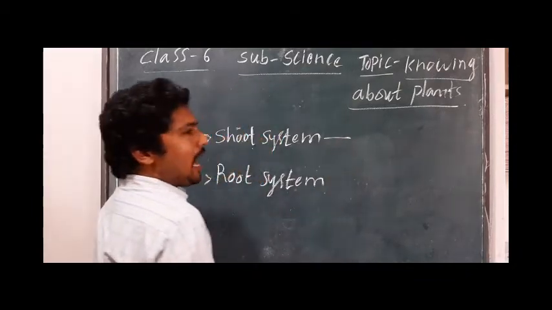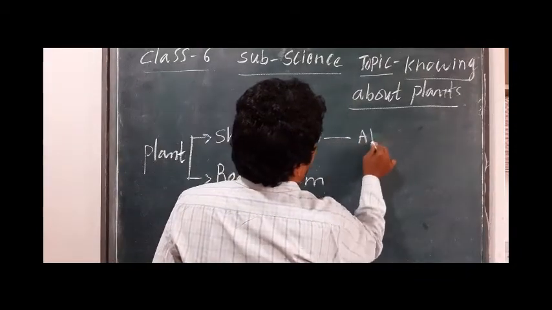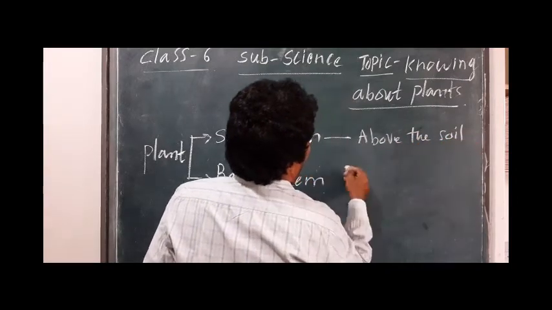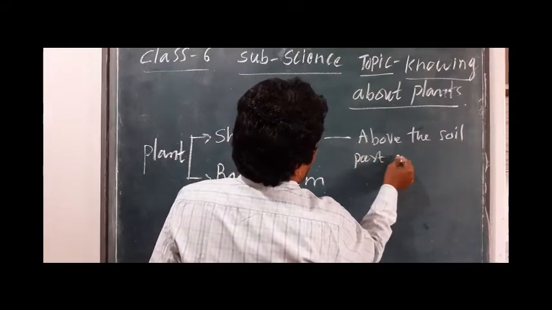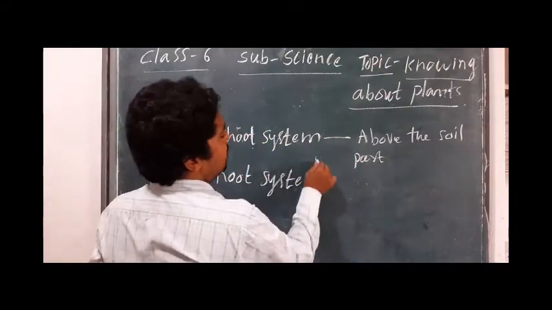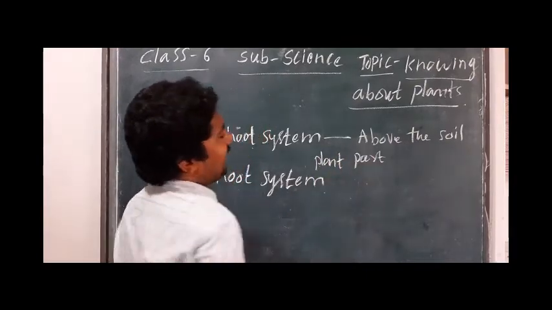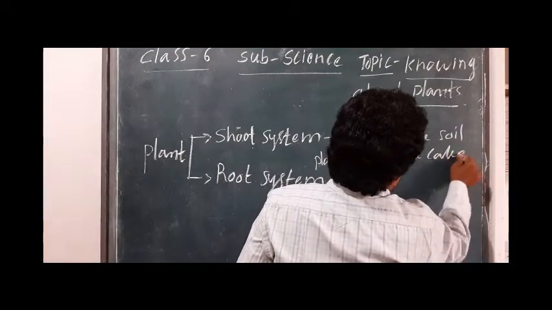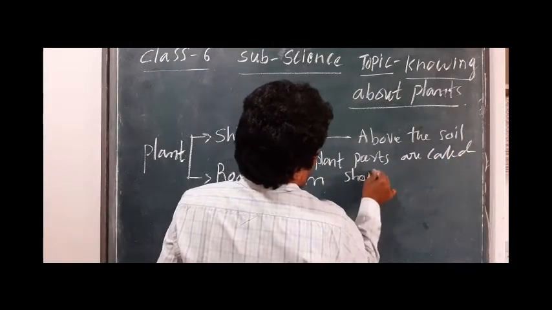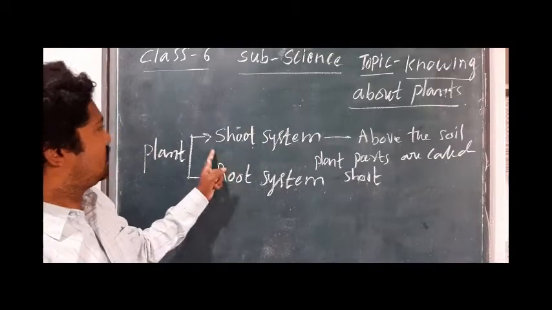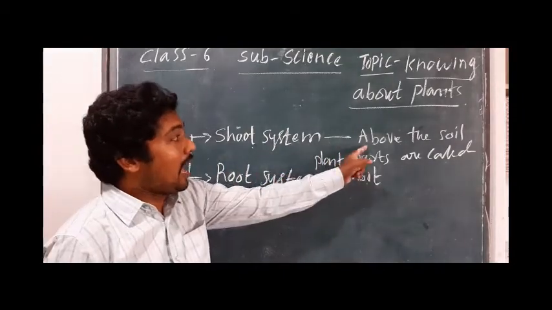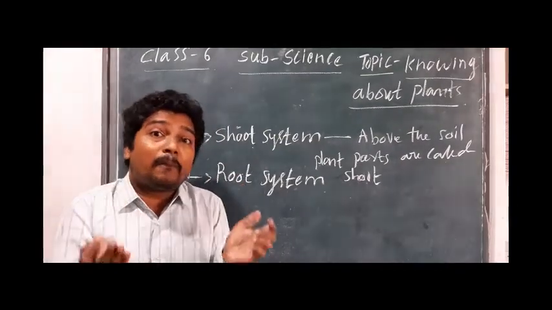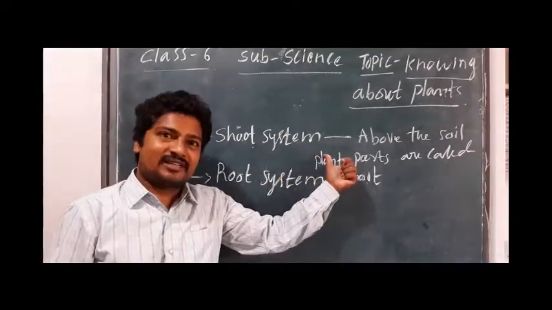See children, the plant parts above the soil are called the shoot system. Am I clear? What is the meaning of the shoot system? Above the soil, when you see the visible parts, they are called the shoot system.